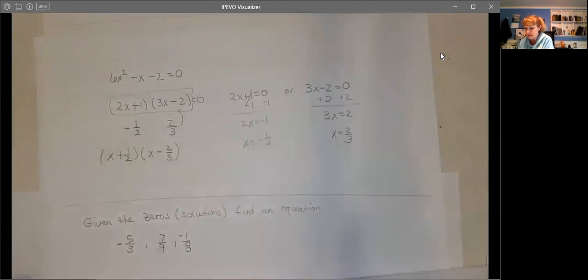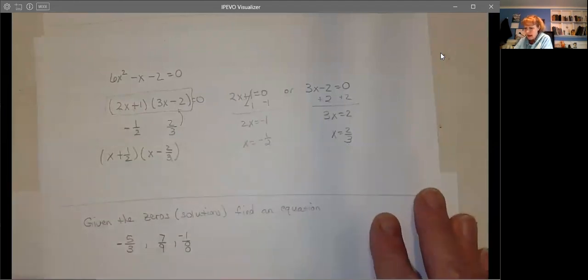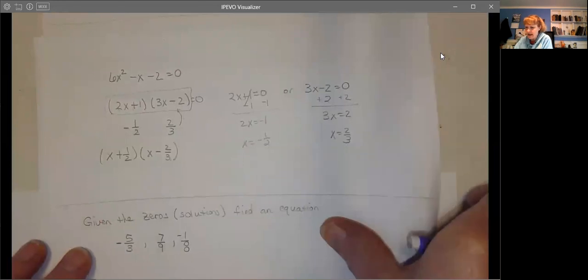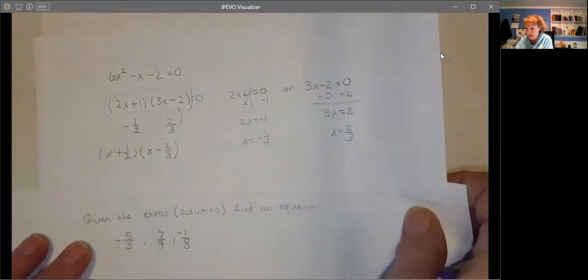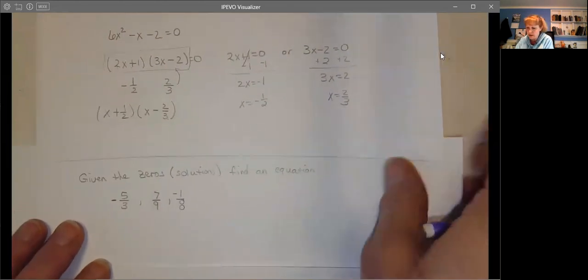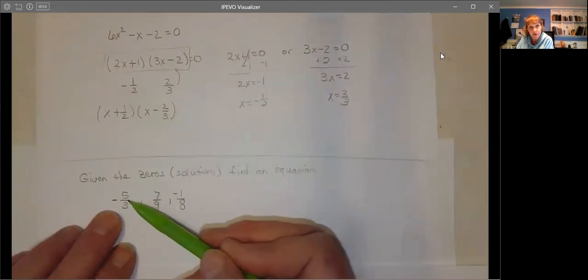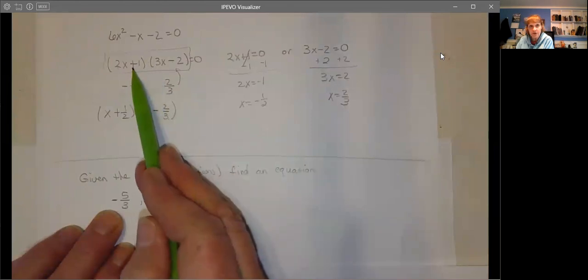So I came up with some examples, and I gave you the solutions. In this case, there were 3 solutions. We're not going to multiply it together right now. What I want you to practice, though, is going from a fractional solution to something that's easier to work with when you do multiply it out.